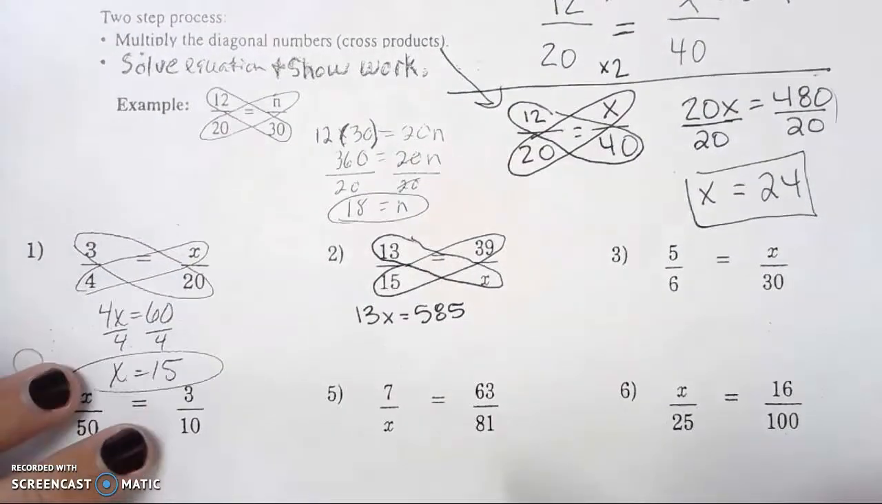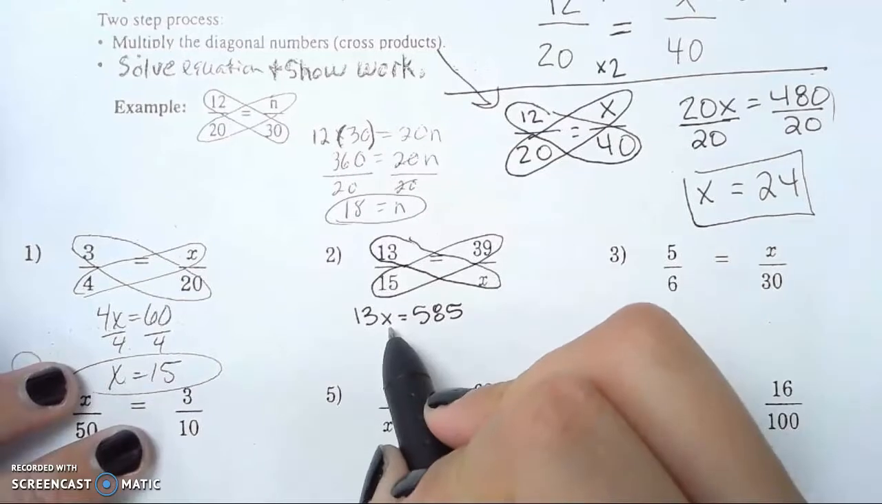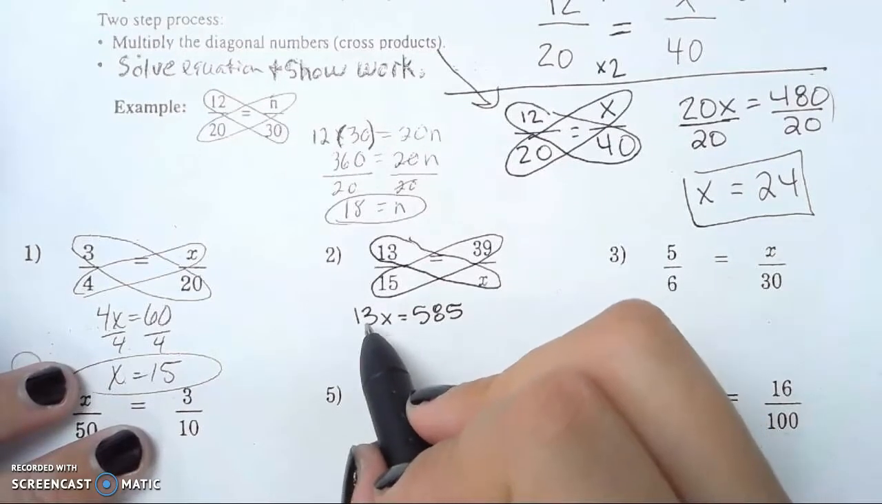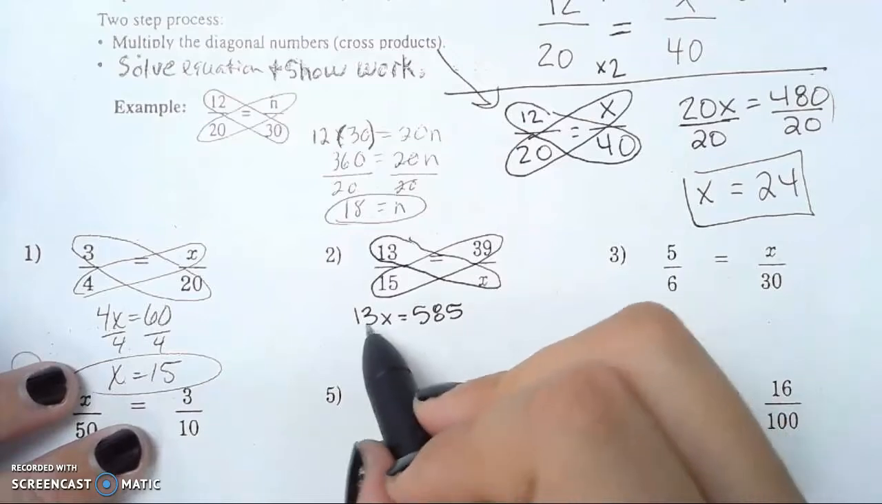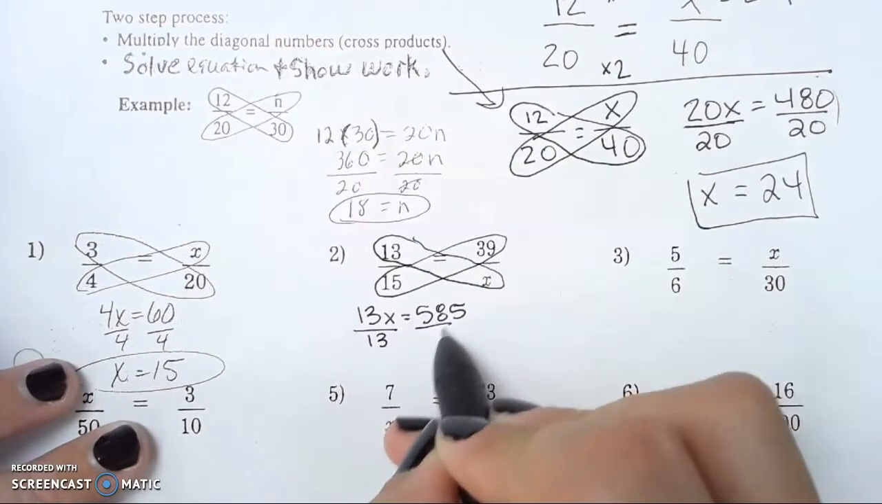And then once again, to get x by itself, because we are trying to solve for x here, we need to do the opposite of whatever's happening with the 13 and the x. And 13 and x are multiplying, so the opposite of multiplying is to divide. So I will divide by 13 on both sides.